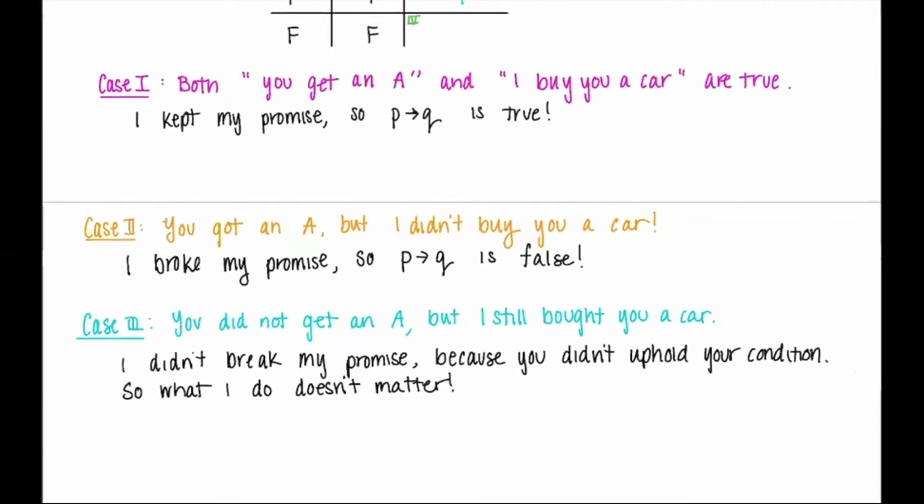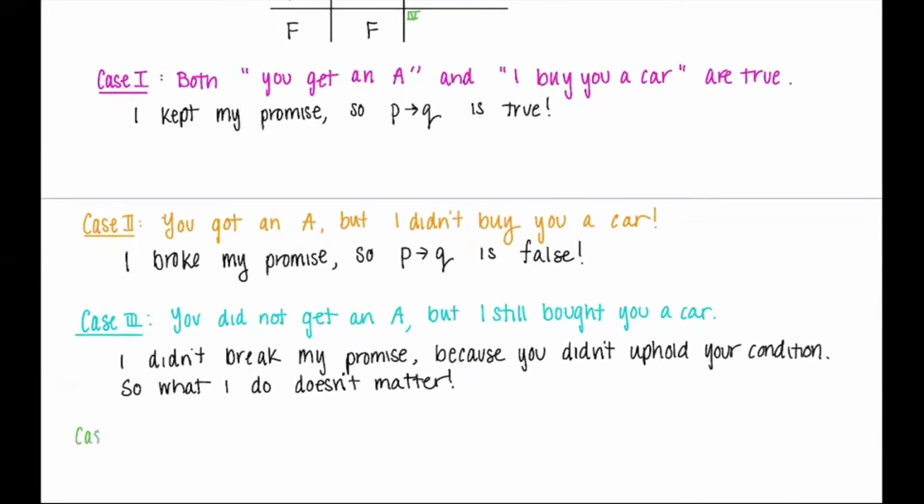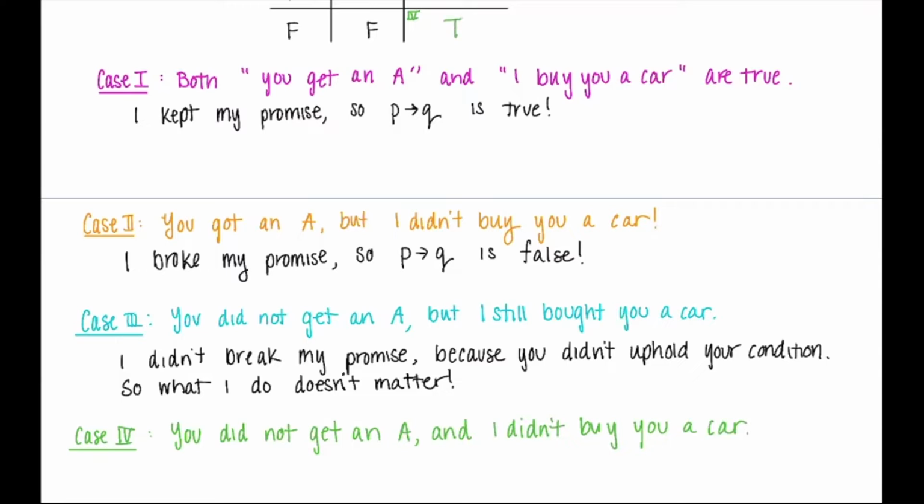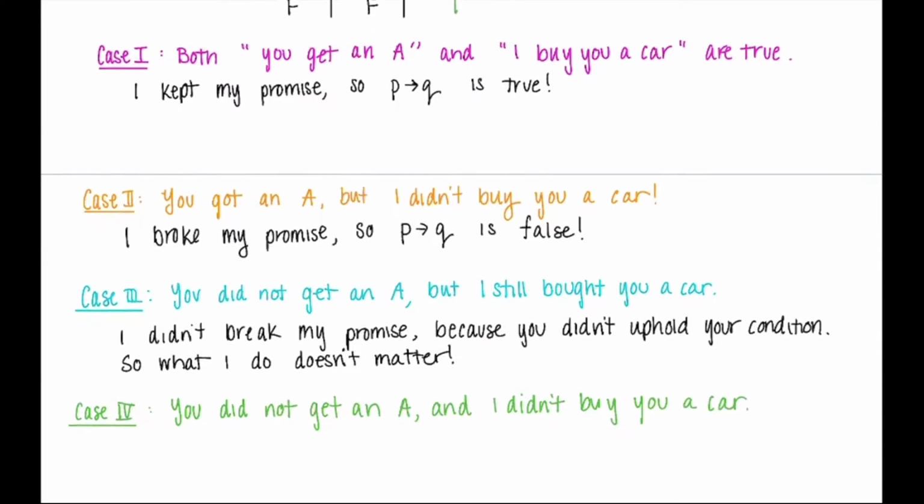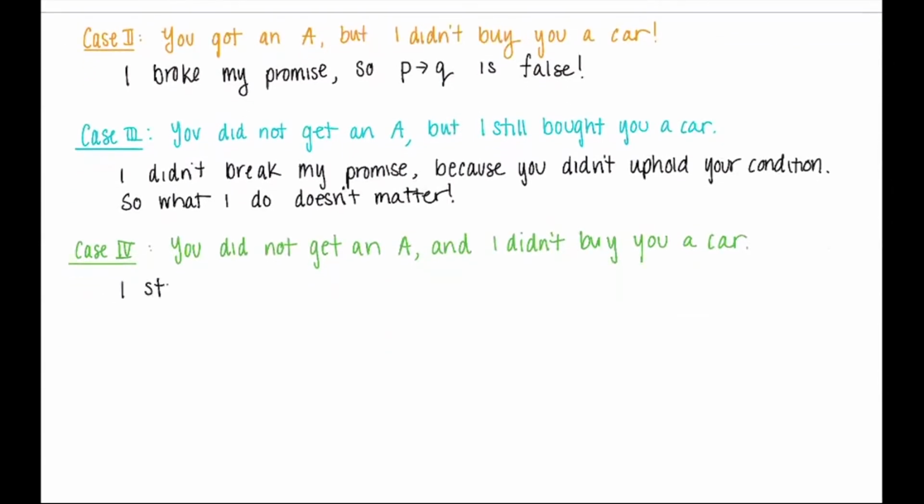In this final case, you did not get an A, but I also did not buy you a car. So same thing happens. You didn't do what needed to be done. So I did not break my promise. This is a true statement. I still did not break my promise.